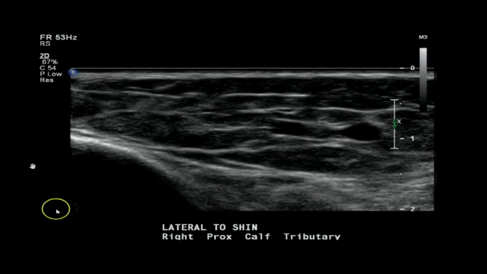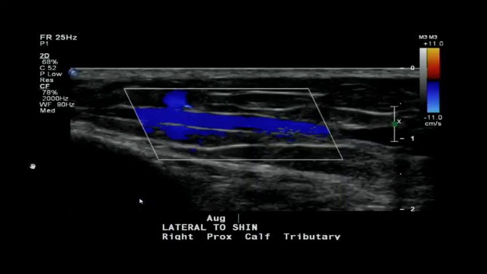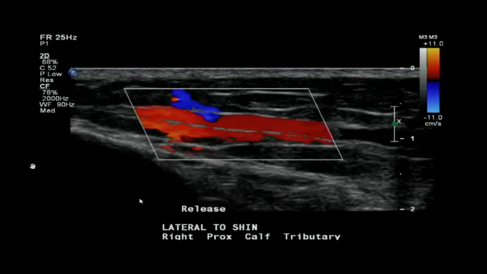And then it moves on to a tributary that is also identified lateral to the shin, and we can see a color augmentation and it changes. It's momentary. Picture showing again reflux.